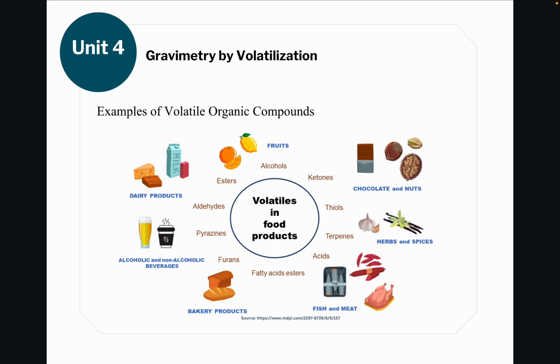The last one is to assess the purity of substances by measuring the loss of volatile impurities during heating. And we can also include this in our sample preparation method, especially if you have unwanted volatile compounds that are present in your sample.